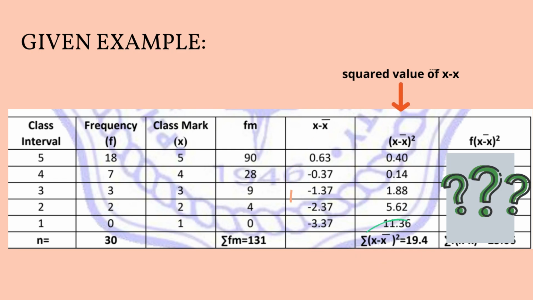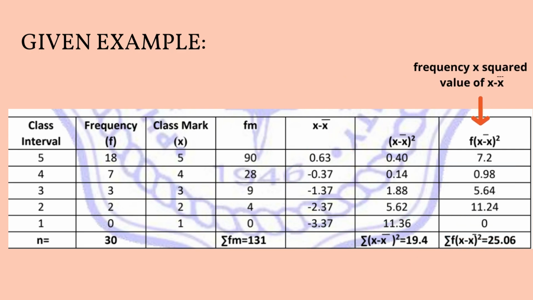Okay. Ayan, tandaan natin. So, meron na tayong class interval, frequency, class mark, and frequency. Ayan, yung product nila. And then, yung difference ng ating sample mean and our class mark. And then, yung squared value ng ating sixth column. So, ngayon, proceed na tayo dun sa last column. Ayan. So, for the last column, we have frequency times squared value of our sample mean and class mark.